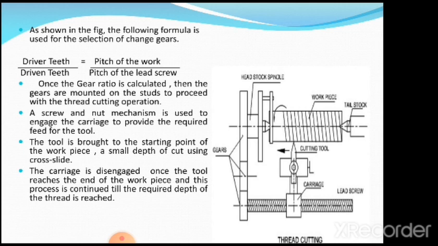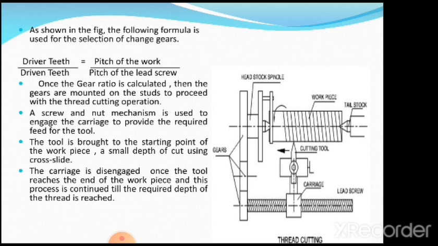What is the gear ratio? The gear ratio is the driver teeth, that is the number of teeth present on the driver gear, which is also called the spindle gear, divided by the driven teeth. Driven teeth means the gear that is provided on the lead screw. That is equal to the pitch of the workpiece. The pitch of the workpiece will vary. It may be 1 millimeter, 2, 3, 4, 5 millimeters, or even the profile can also change. It may be a V thread, a square thread, or an Acme thread. So the pitch of the work will vary, divided by the pitch of the lead screw.